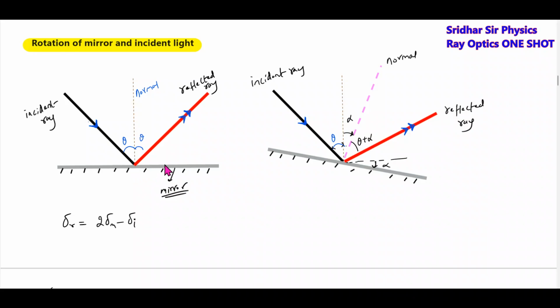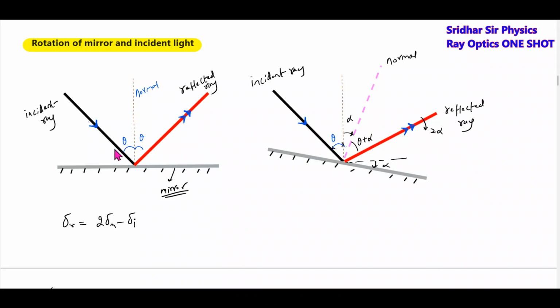To whatever angle the mirror rotates, the normal will rotate by that angle, alpha. Then the new angle of incidence will be theta plus alpha, and the new angle of reflection should also be theta plus alpha. Now compare the reflected ray: earlier it was making angle theta, now it will make angle theta plus 2 alpha. So the reflected ray rotated by 2 alpha. When you rotate the mirror by alpha, the reflected ray will rotate by 2 alpha.